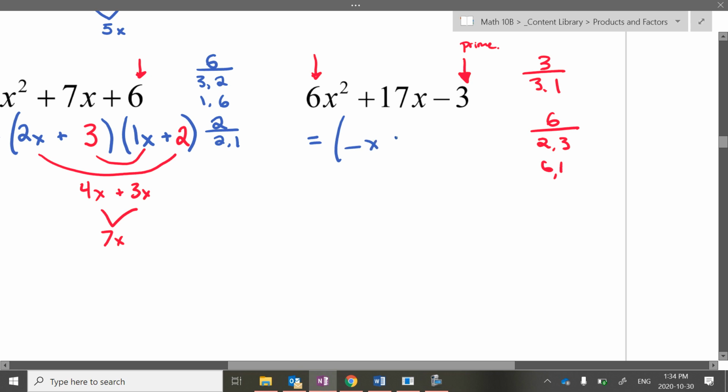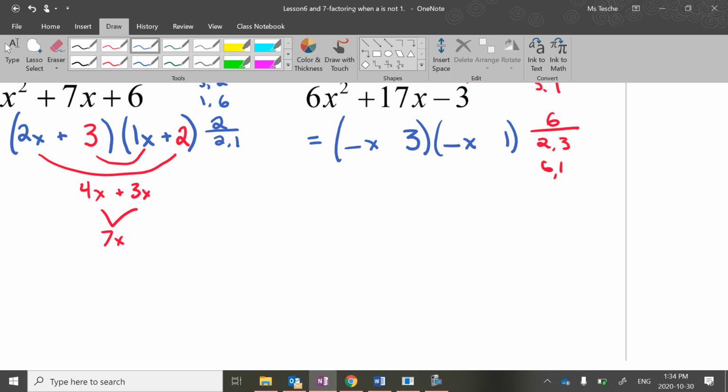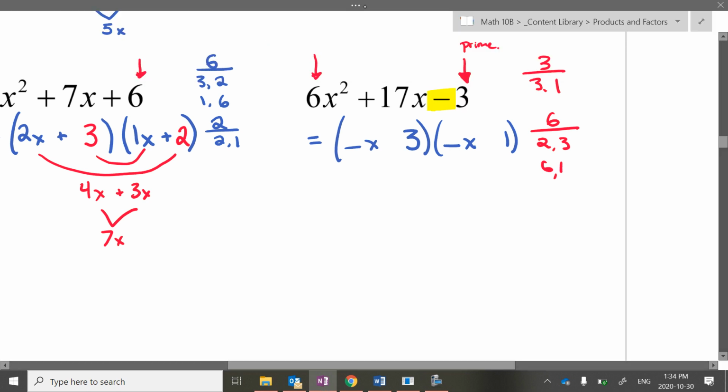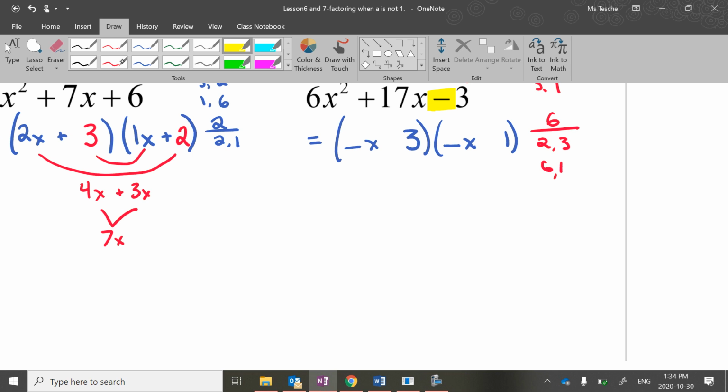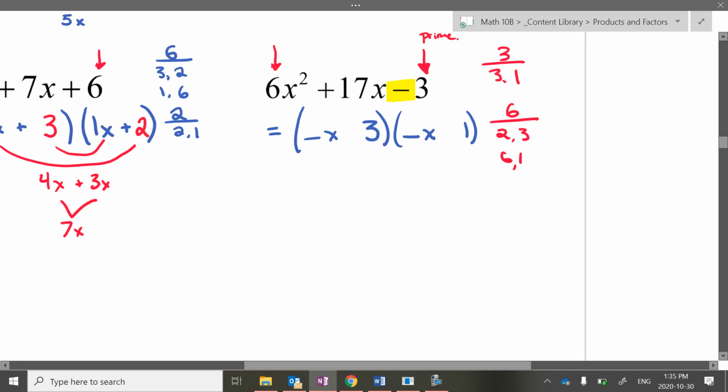So I'm going to have something x plus 3, something x with a 1. Do we know where my plus sign goes? No. What do we know, though? For this to be a minus sign, 1 is going to be positive and 1 is going to be negative. We have to get all the way up to positive 17.